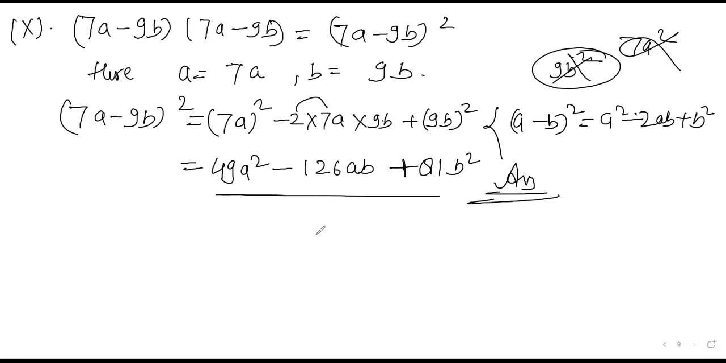So in this question we have used the identities a plus b whole square, a minus b whole square, and a square minus b square is equal to a plus b into a minus b. So these are the identities basically used here.